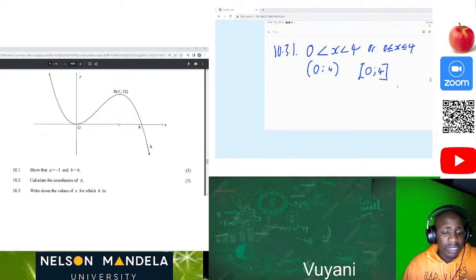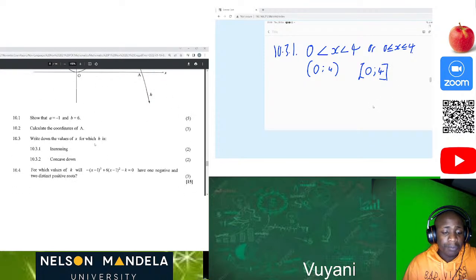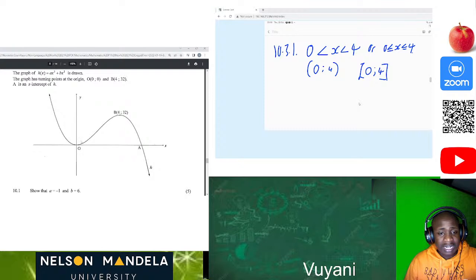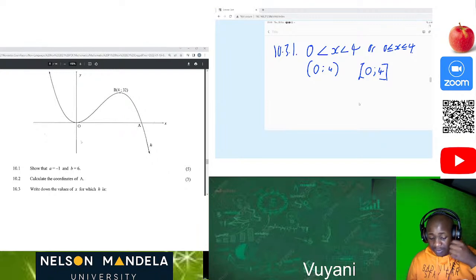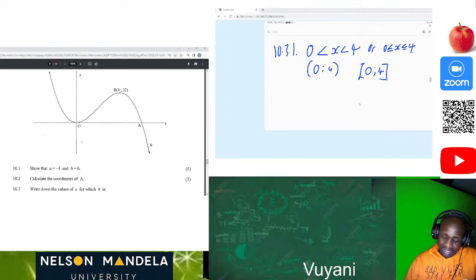Now let's move forward to 10.3.2. So on 10.3.2, concave down. Where does the graph concave down? So we can see that the graph concaves down. Where specifically? Where does it concave down? So in order for us to find where the graph concaves down, it's not that hard, guys. It's not. How do we find that?